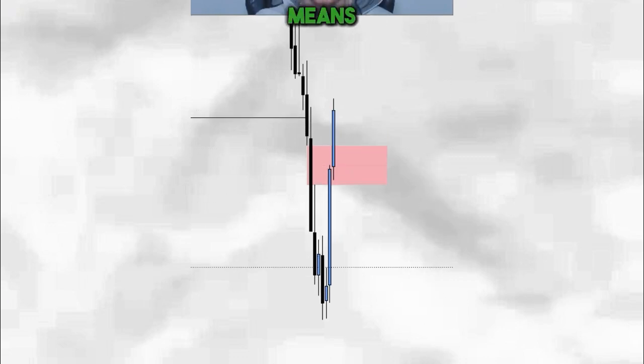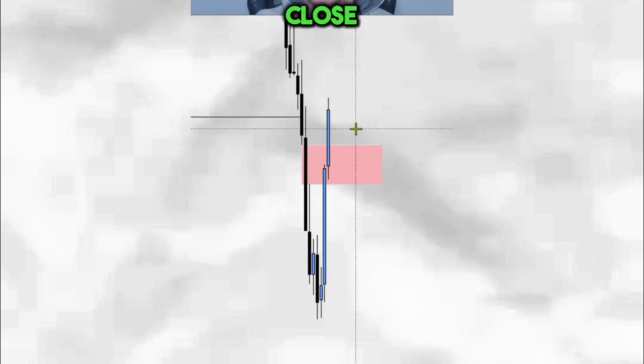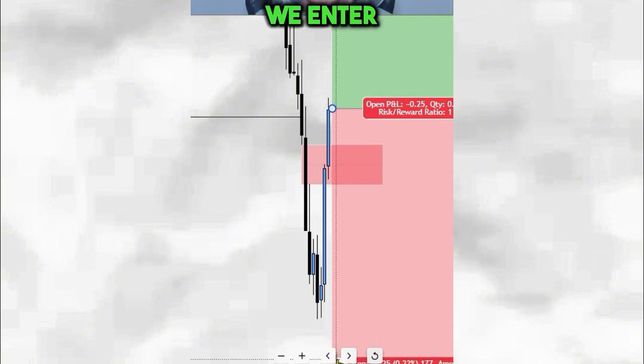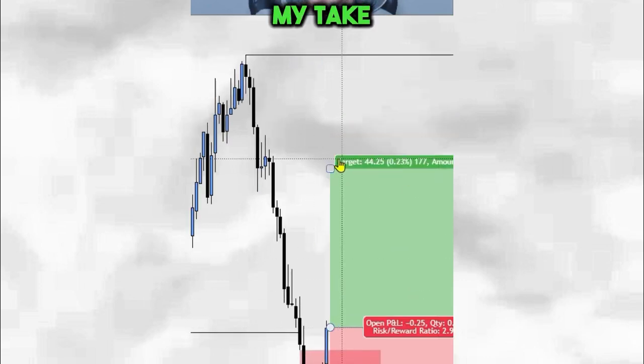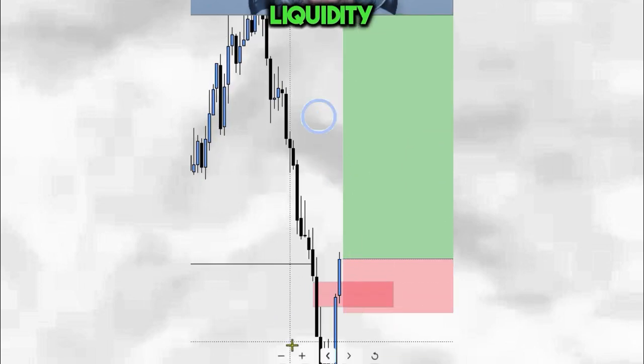All an inversion means is as soon as we get a candle close above this bearish fair value gap, this means we enter into a long position. My stop loss goes if we get a candle close back below this now inversion fair value gap, and then my take profit is simply buy side liquidity in the market.